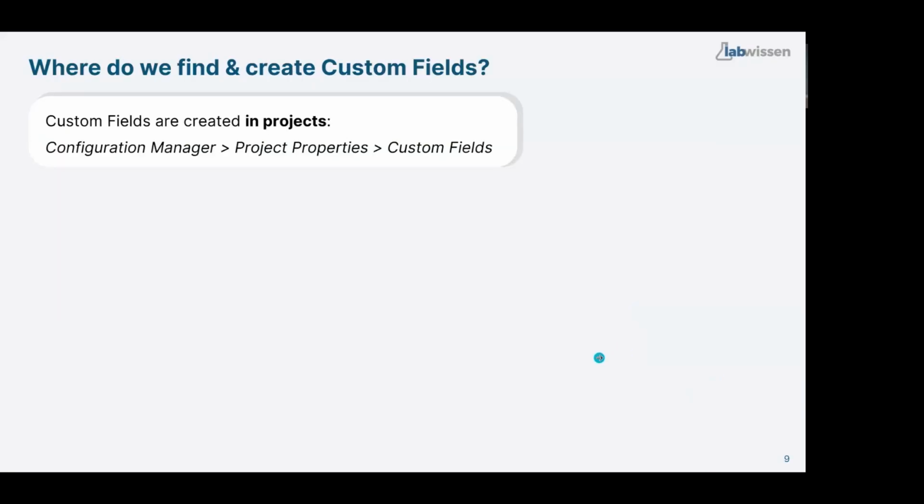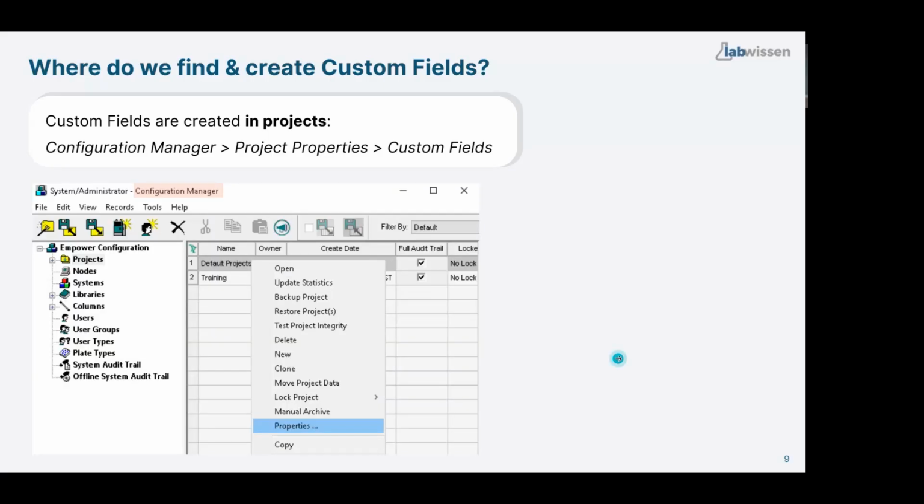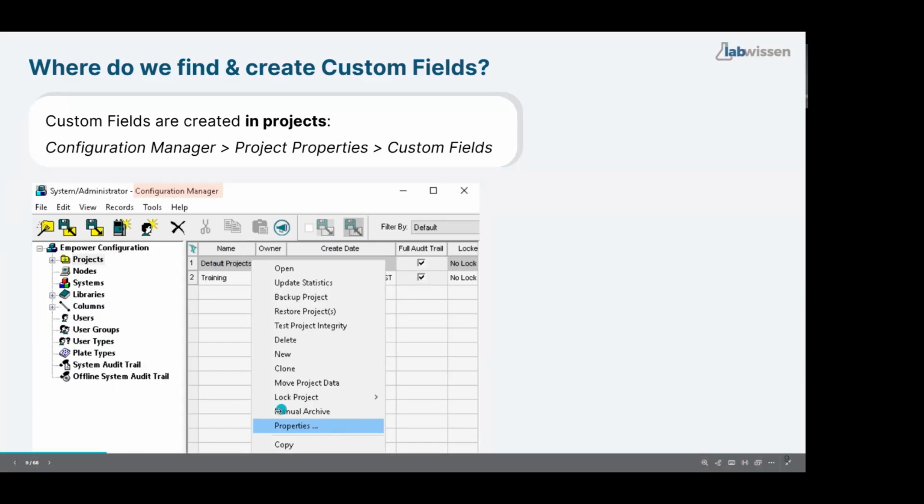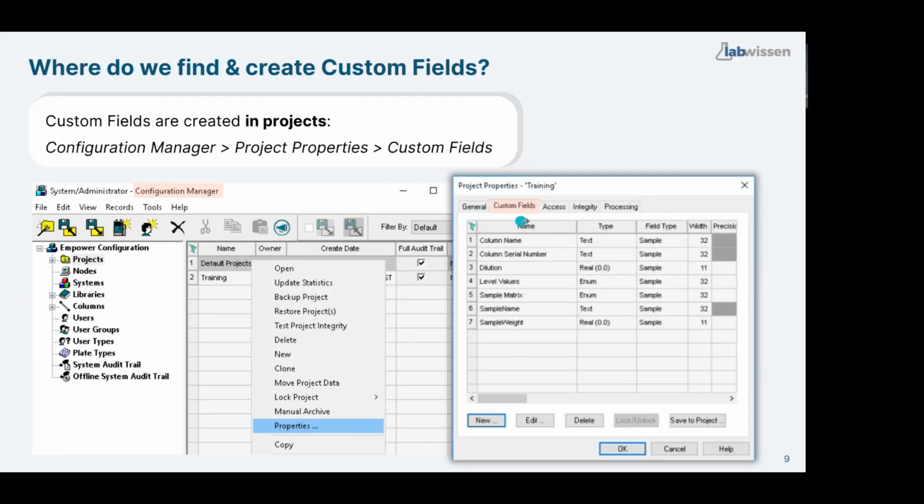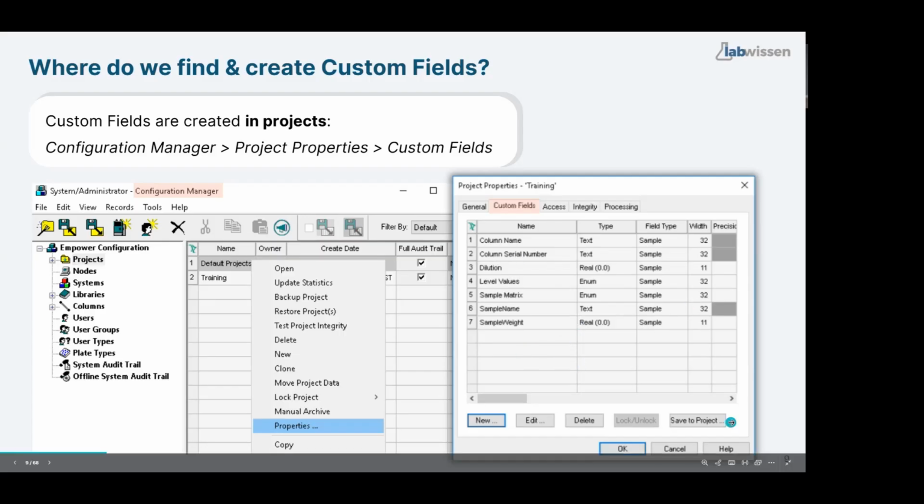So where do we find and where do we create custom fields? We create custom fields in Configuration Manager in projects. So when you go to Configuration Manager, you should select the project where you want to create your custom field. And then you go to the properties of this project. And there you can find the Custom Fields tab. Here you will see 7 default custom fields. They are always there. In every new project created, there are always these 7 custom fields. You don't need to do anything with them. You just create new ones and they appear in this list.